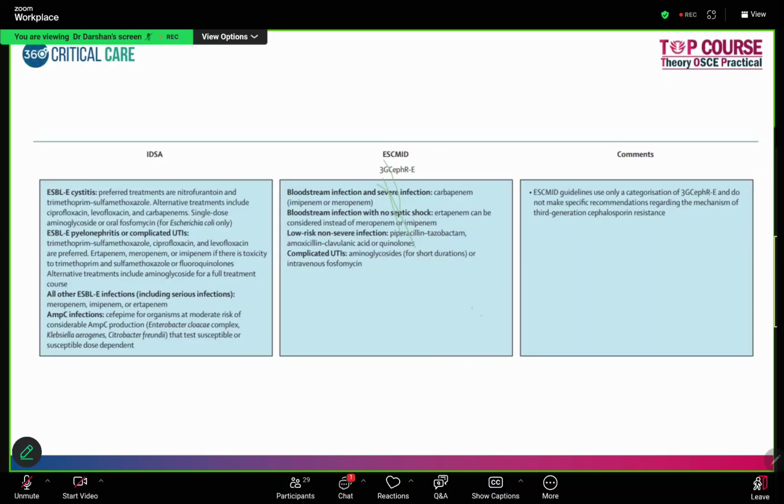Coming to AmpCs in ESBL, we know AmpC is an inducible gene. It is a plasmid-mediated resistance. Just recall that part from when I spoke to you earlier. All the SPACE organisms come there.